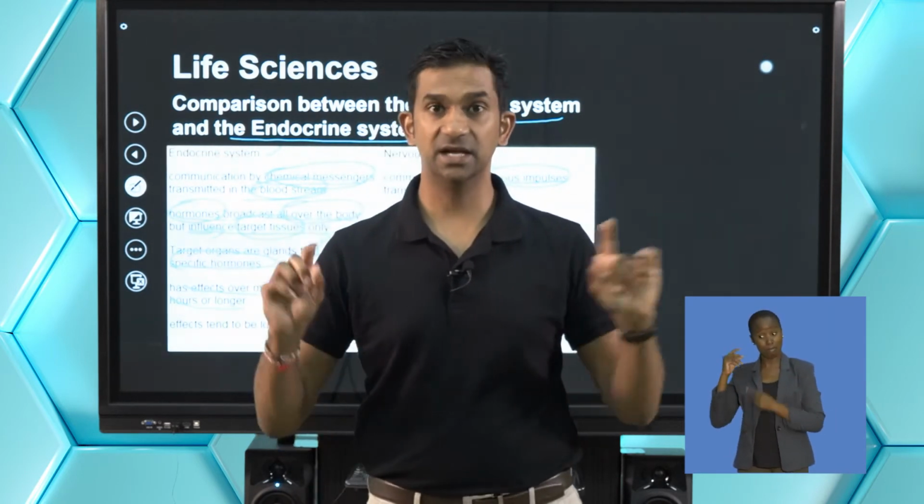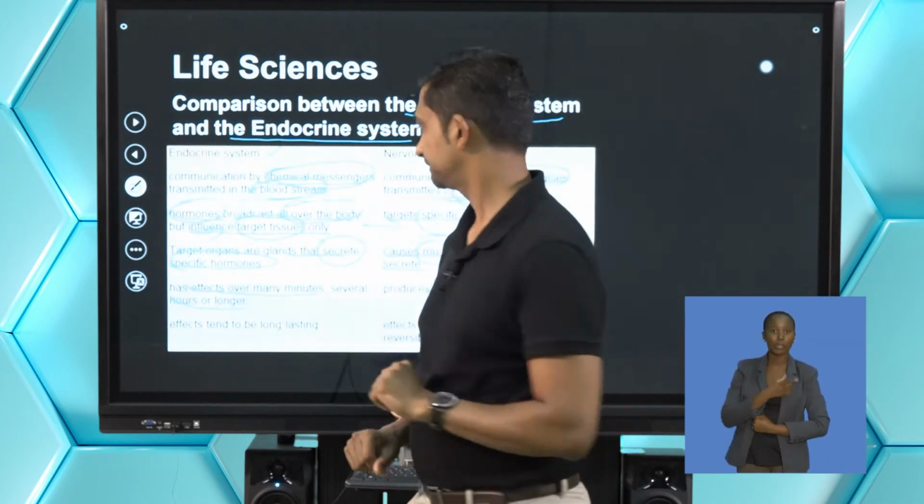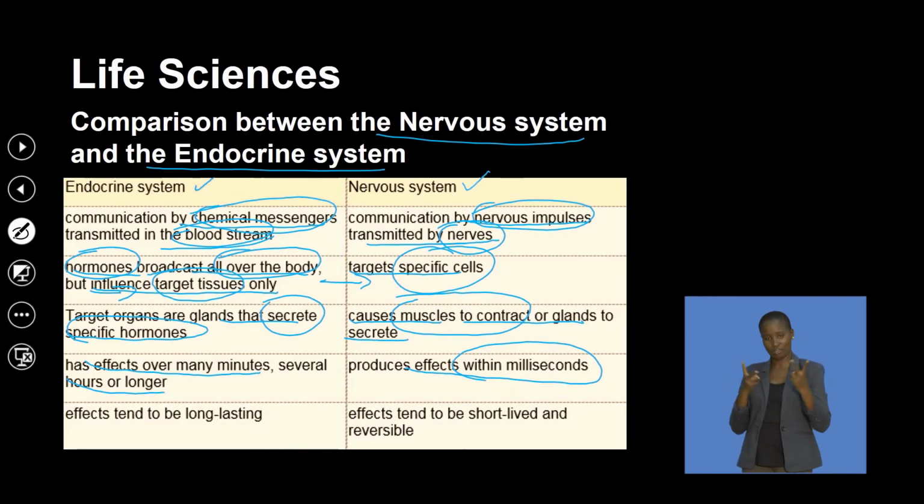This is key to understanding how these two systems work. As I mentioned, the effects of hormones tend to be long-lasting, whereas in the nervous system, the effect tends to be short-lived and often reversible.